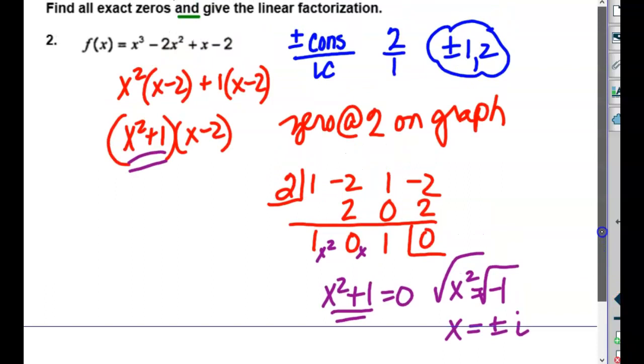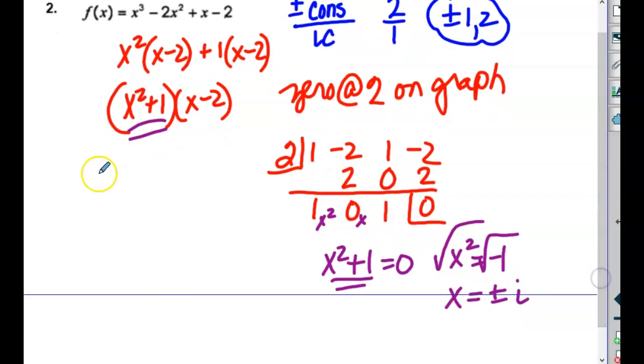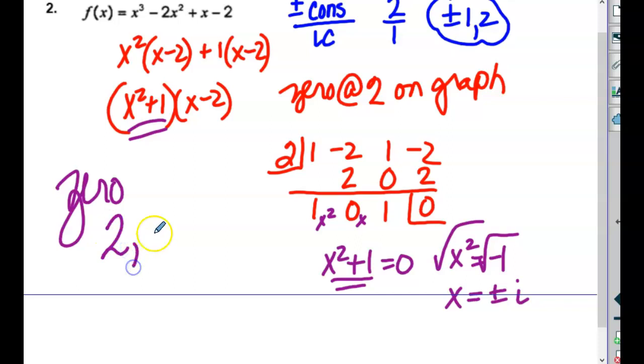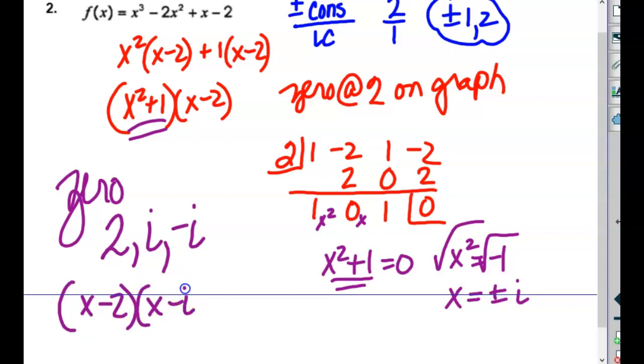So what did this ask us? Both the zeros and the factors. Okay, so where are the 3 zeros, guys? Those are the factors. Yep. 2 is a 0, i is a 0, and negative i is a 0. The factors are x minus 2, x minus i, and x plus i in any order. Yes. Those are the linear factors because they are down to x's, okay?